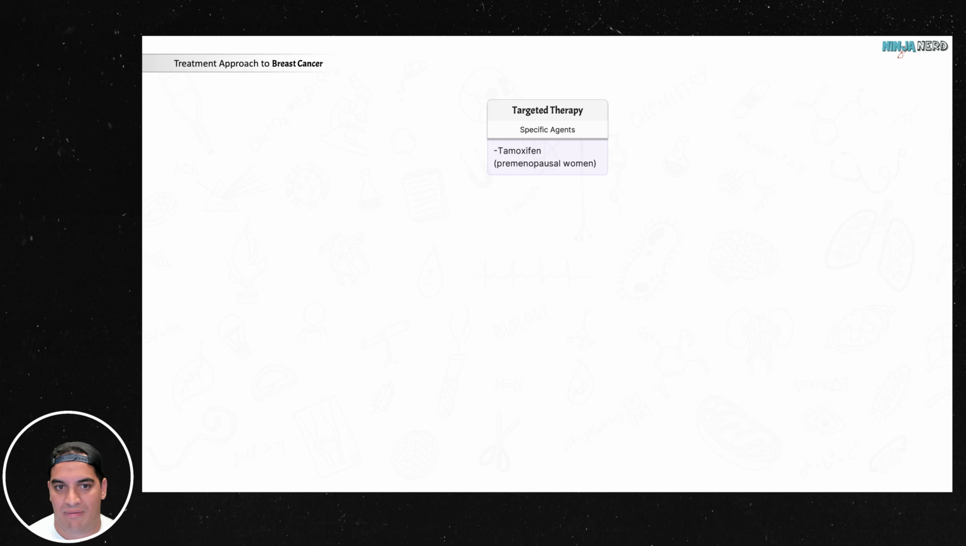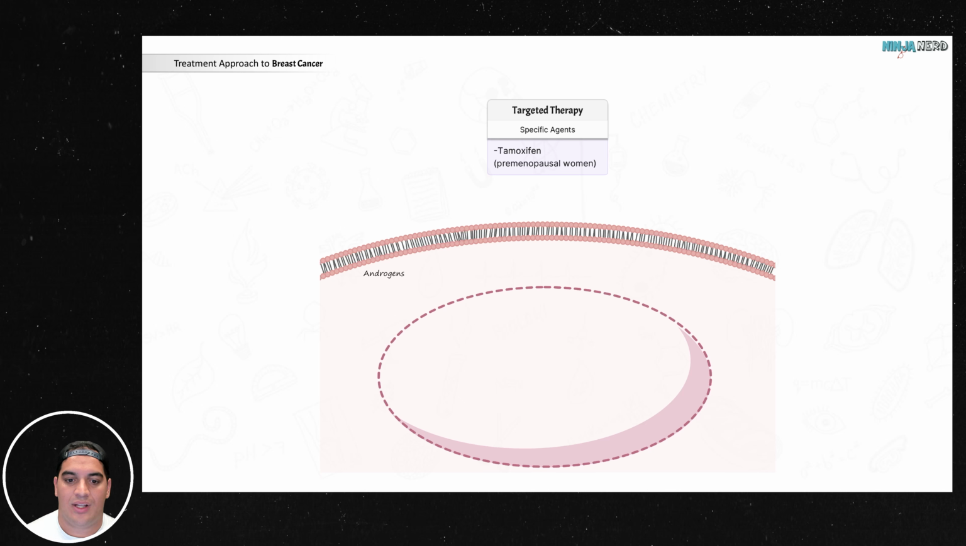Tamoxifen is a really beneficial one, especially in those who are premenopausal. And so the concept behind this is that when a patient has androgens, right, androgens usually can get converted into estrogen. And this is going to be helpful to remember, because estrogen then actually binds onto a receptor, right? And this is usually inside of the cell. So this is actually the plasma membrane. This is going to be the nucleus.